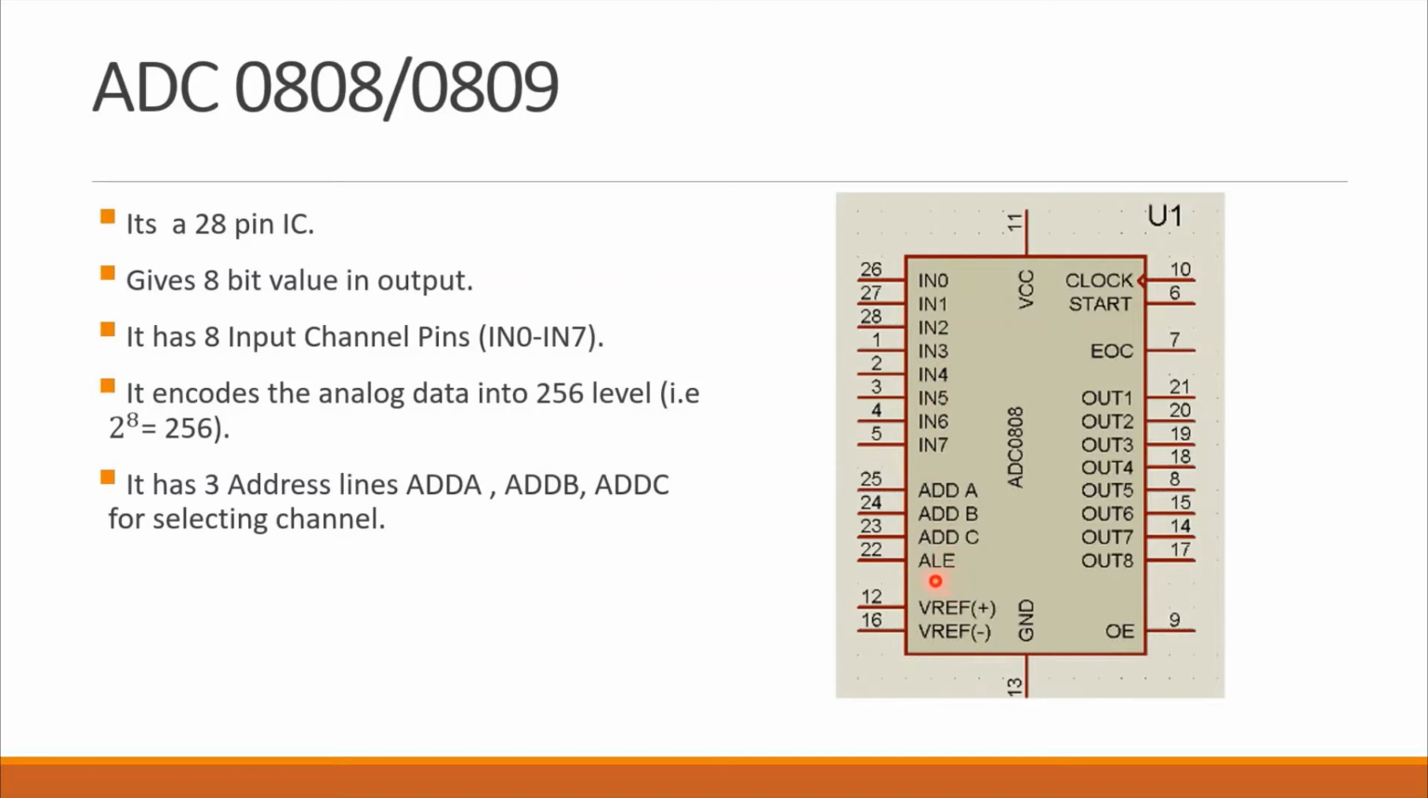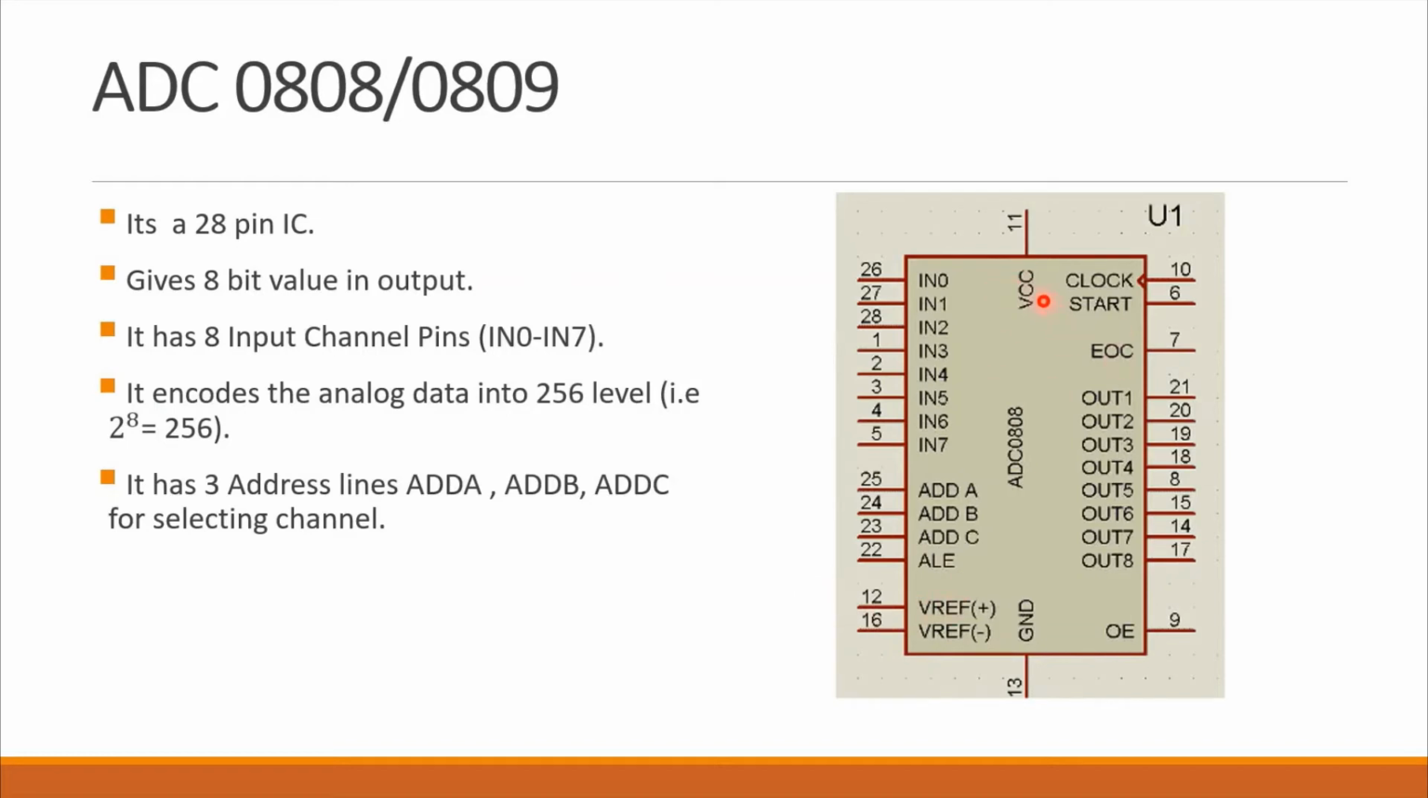And then you have ALE, that is address latch enable, for latching the address pins. Then you have V reference plus and V reference minus, which I discussed in the last slide. You can connect this reference voltage. Normally V reference minus is connected to ground, and we always connect a plus V reference to it.